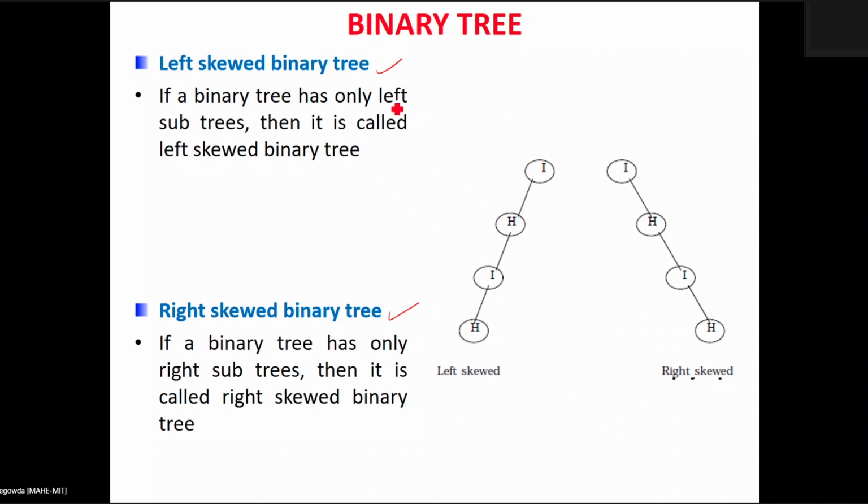If a binary tree has only left subtrees, meaning only left children, say for example, if I take this example, I is the root node. It is having only the left child, that is H, and your right subtree is absent, or empty as we call it. Again, if you look at this particular internal node, it also has one left child, and this I is also having one left child.